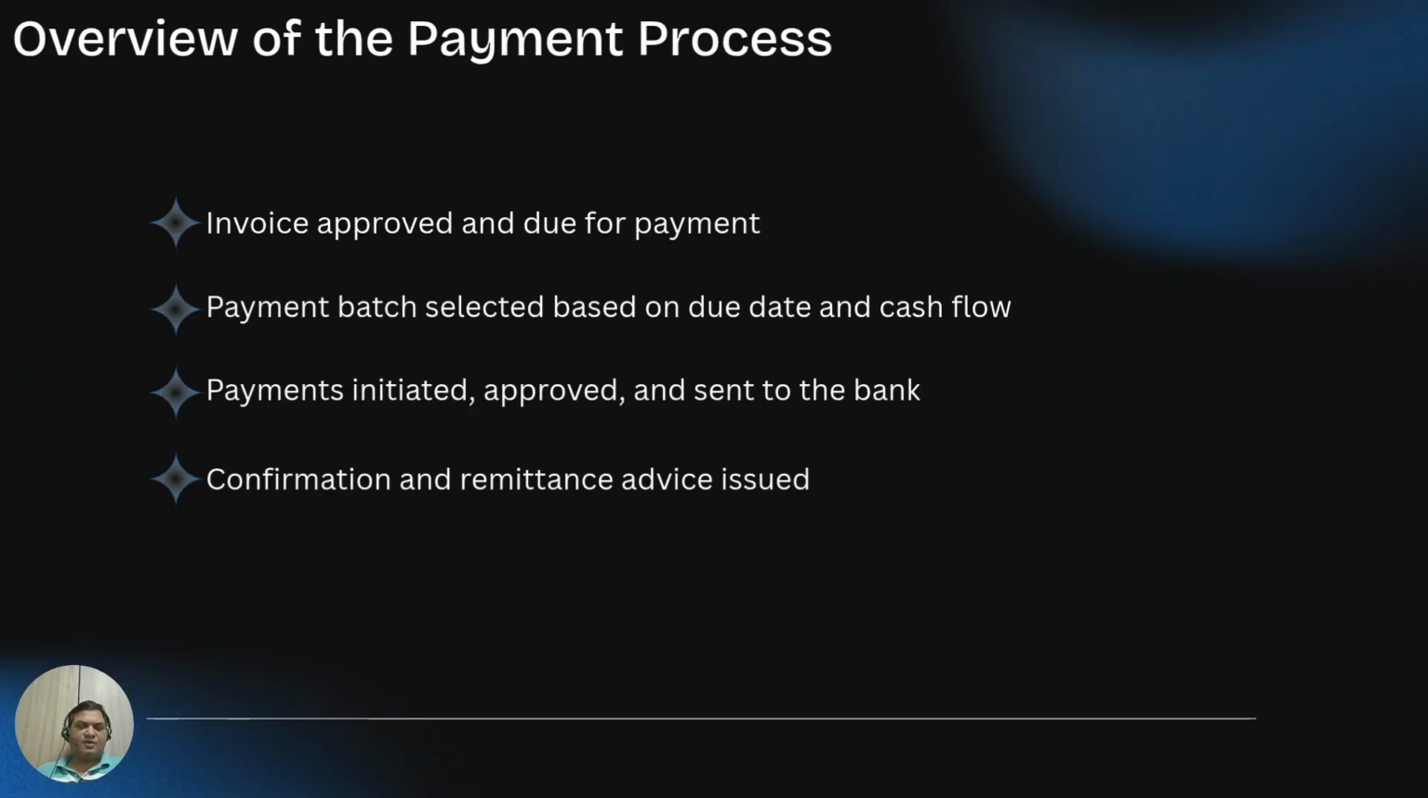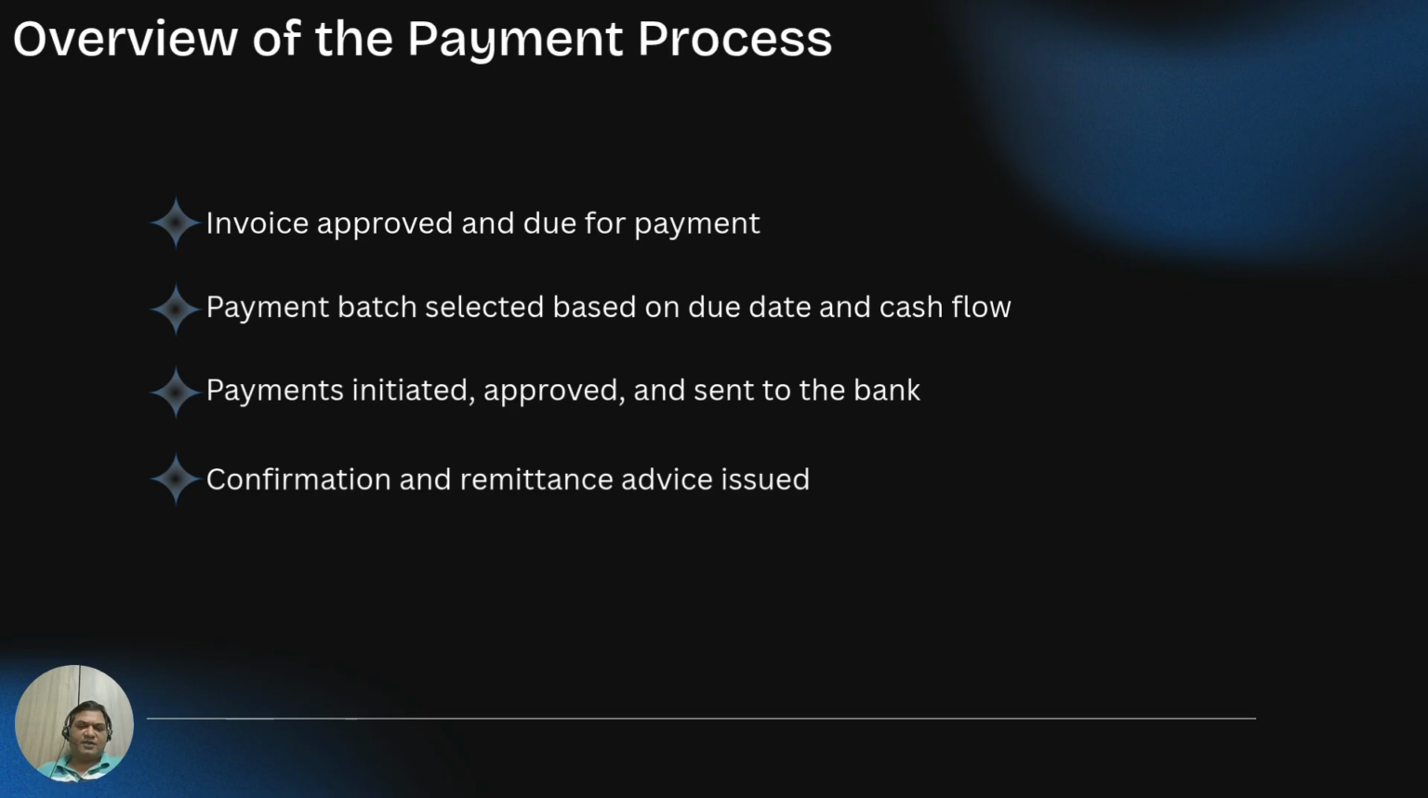Now let's talk about the overview and steps involved in the payment processes. First is invoice approved and due for payment, which means, if you remember, in the previous videos we talked about invoice processing, and once the invoice is processed, it is approved for payment and due for payment. Then the second thing is payment batch selection based on the due date and cash flow. I'll explain this a little bit in detail.